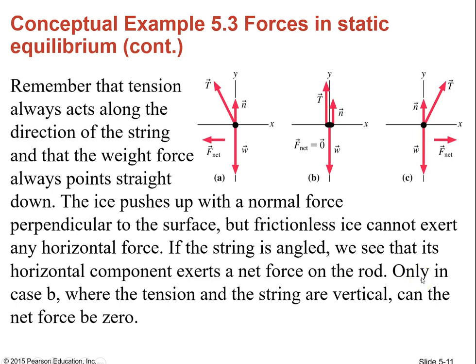Okay, so tension always acts along the direction of the string, and the weight force always goes straight down. Okay, the ice is going to push up with a normal force perpendicular to the surface. So if the string is angled, we can see that there's going to be a horizontal component. Okay, so for A and C, there's a horizontal component of that force, which means that the object's going to move. Okay, B is the only one that has the 2 upward forces eliminated by the downward force and no left or right force.